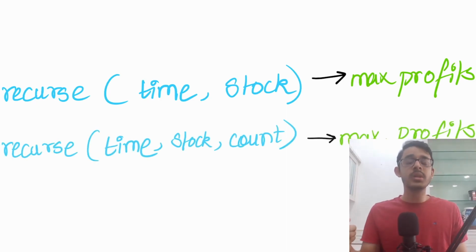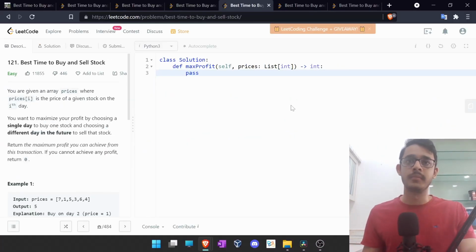We want to include the information of counts, counts being the counts of the transactions. And that is all. The only thing we're going to change is add an extra parameter which keeps track of how many transactions have been completed up till now. That is all. Let's get started with the code for best time to buy and sell stock 1.